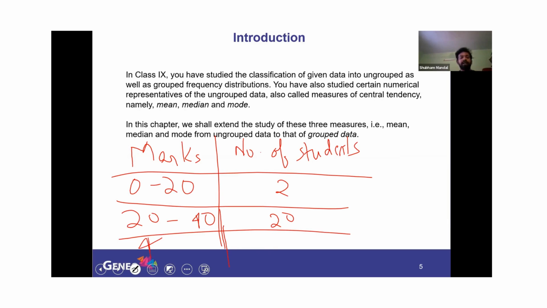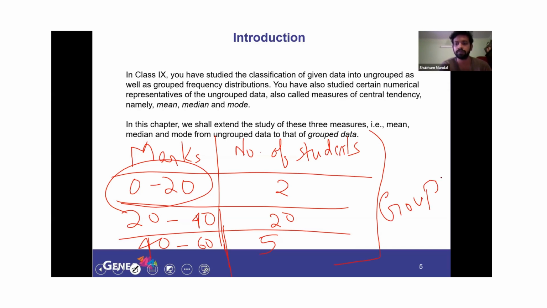You see, in 0 to 20 there are 2 students, so I've grouped both of them into one category. In 20 to 40, there are 20 students. In the ungrouped form, I would have had 20 different data points with each of their marks between 20 and 40. But when I give them in a grouped form, I'll have all the 20 to 40 in one single group. So this is what is group data.